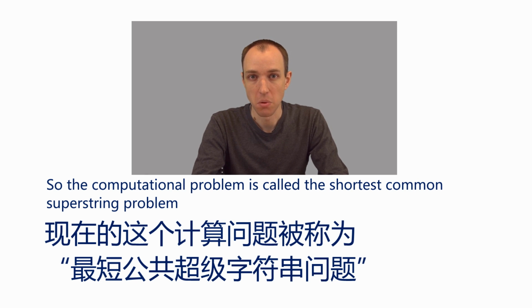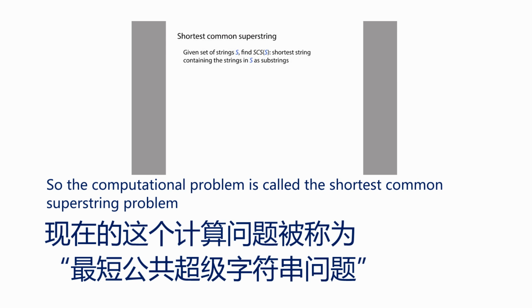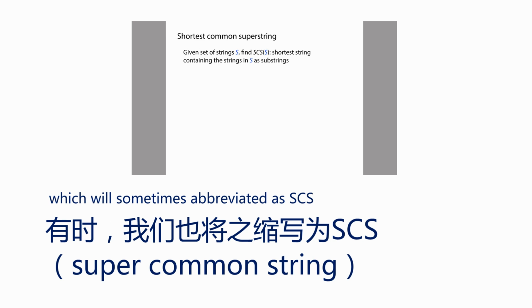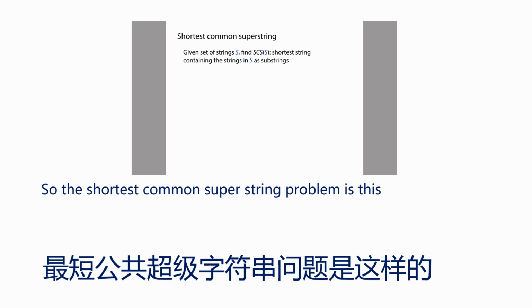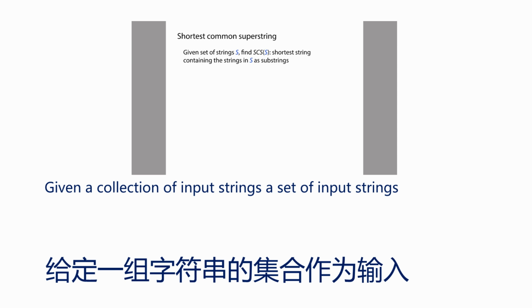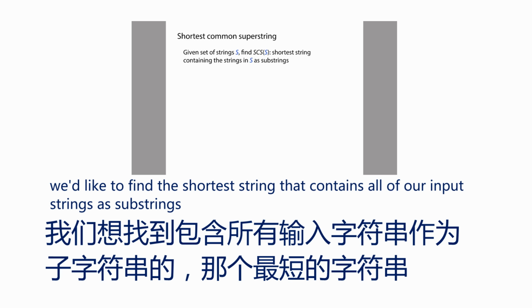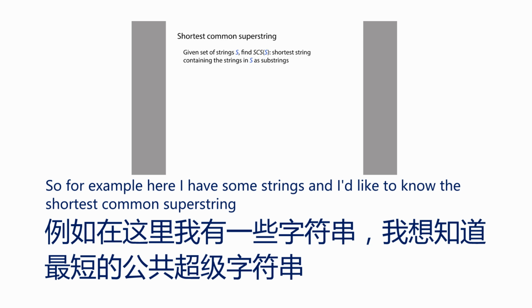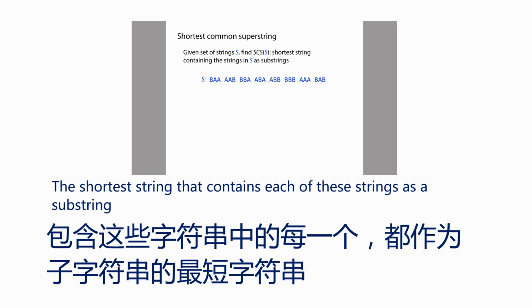So the computational problem is called the shortest common superstring problem, which we'll sometimes abbreviate as SCS. The shortest common superstring problem is this. Given a collection, a set of input strings, we'd like to find the shortest string that contains all of our input strings as substrings. For example, here I have some strings, and I'd like to know their shortest common superstring, the shortest string that contains each of these strings as a substring.